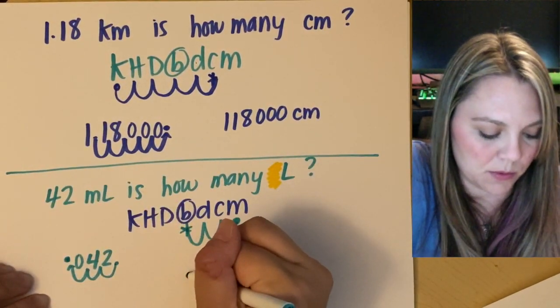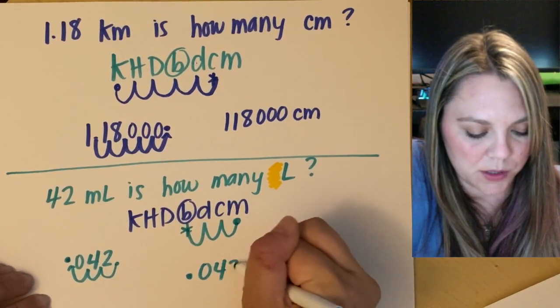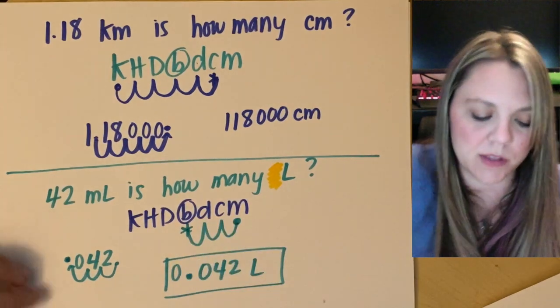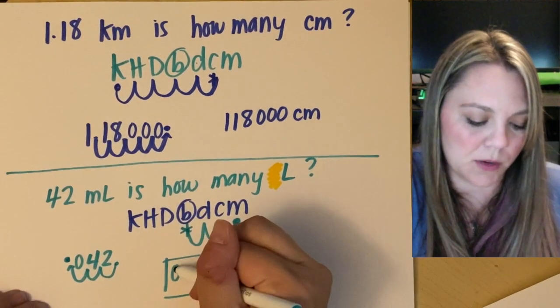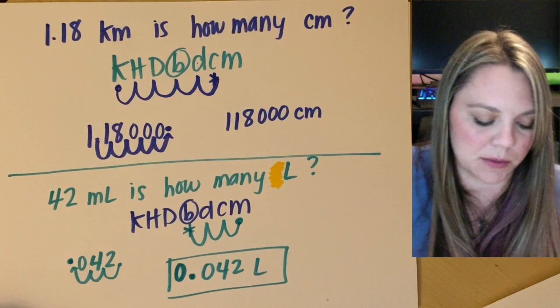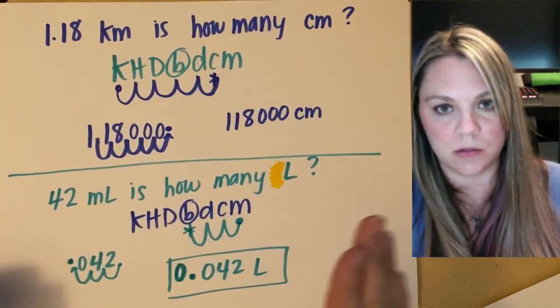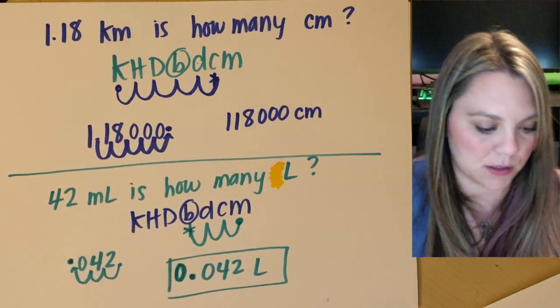So my answer is 0.042 liters. Usually you'd say like 0.042. Same number, right? You just want to have something in front of your decimal, okay? But there you go. Very easy to move between your metric system.